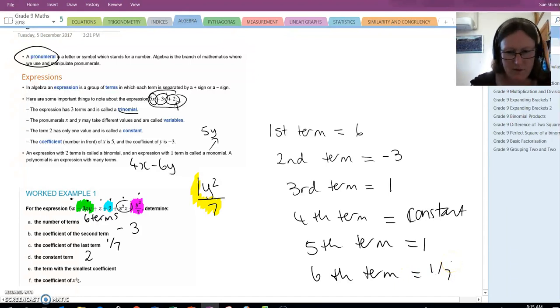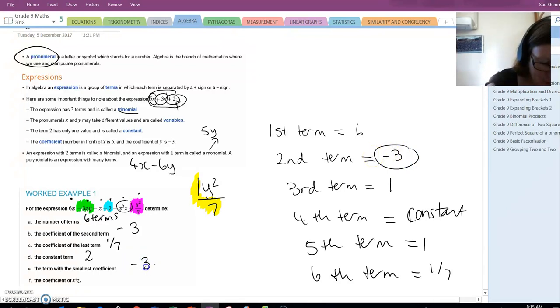So which is the smallest coefficient? Negative 3 is the smallest number. So what is the term with the smallest coefficient? It is the term that's got negative 3xy.